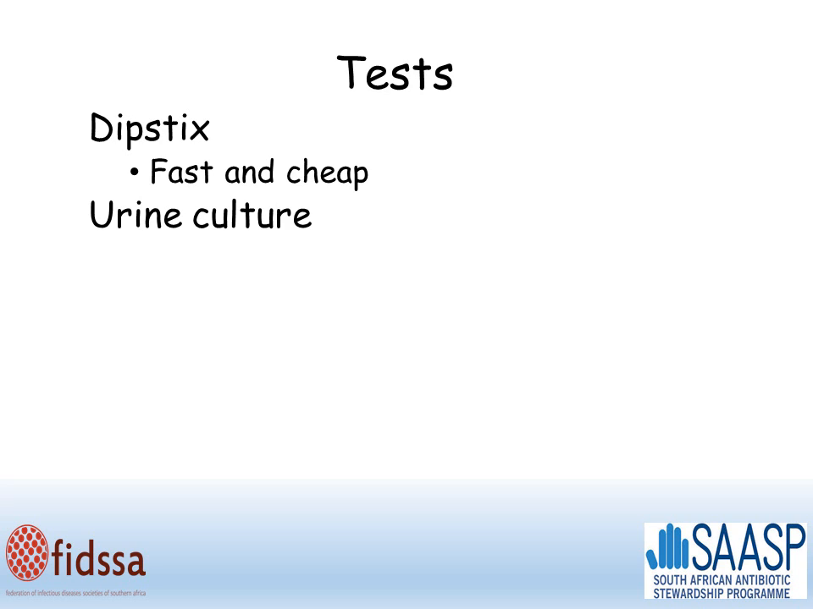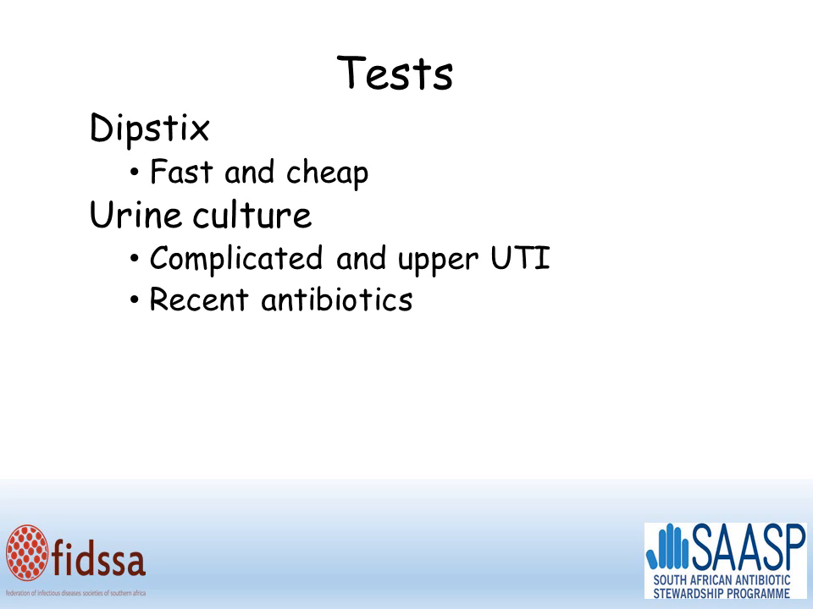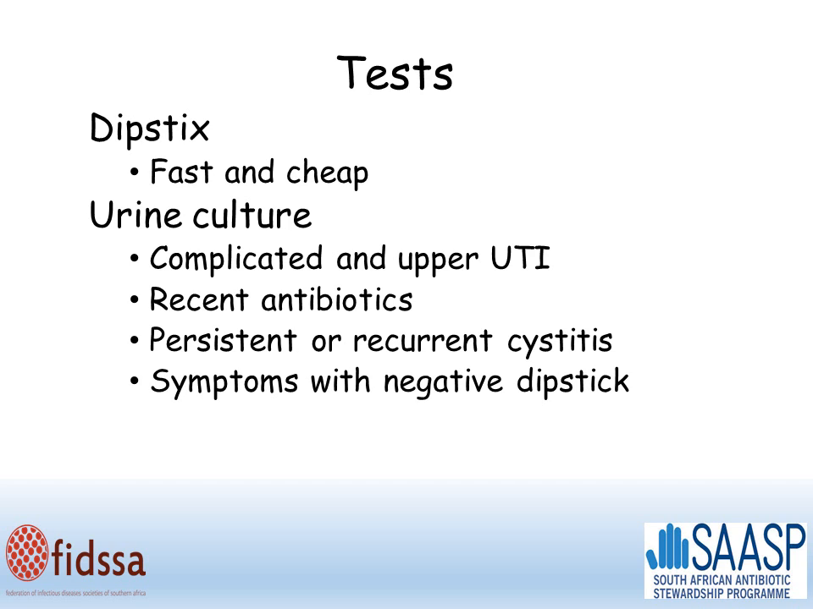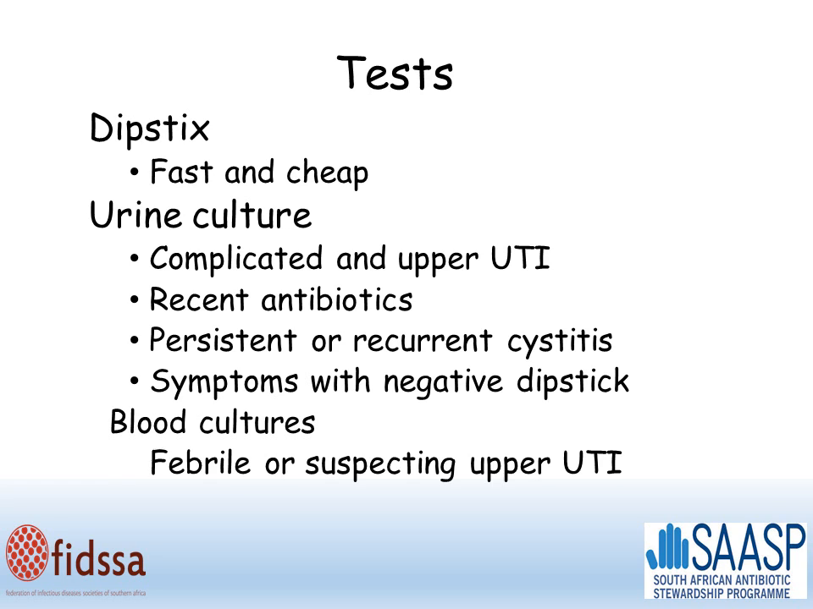Urine culture should be done under certain circumstances. It should be done for all complicated and all upper UTIs. And in patients with uncomplicated infection who've had recent antibiotics or have persistent or recurrent cystitis. And in patients who have clear symptoms of UTI but the dipstick is negative. Blood culture should be performed in patients who are febrile or if you're suspecting an upper UTI.